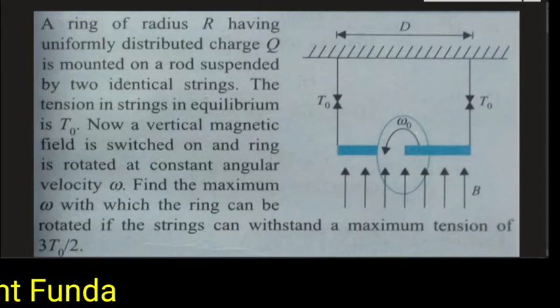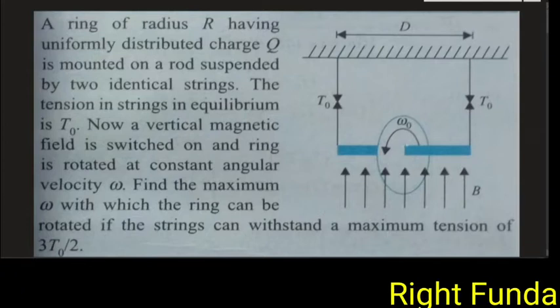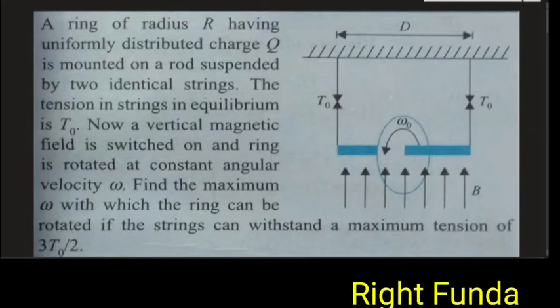The mass of the ring and the mass of the rod are not given. Rather, what is given is the tension, so indirectly we can find the mass of the system anyhow. Initially there was a magnetic field, and we were not rotating the system earlier. So it is not rotating, and at that time the tension was T naught.